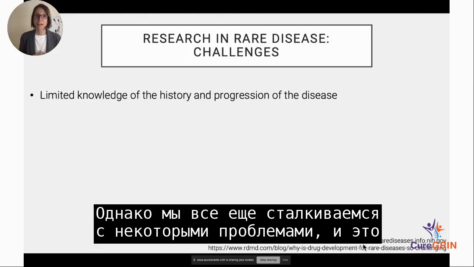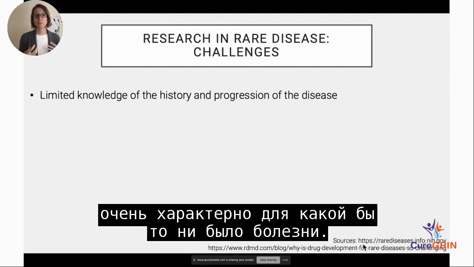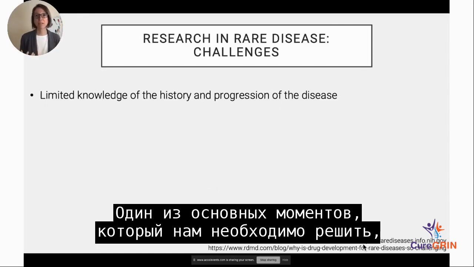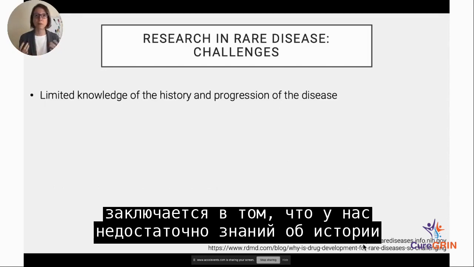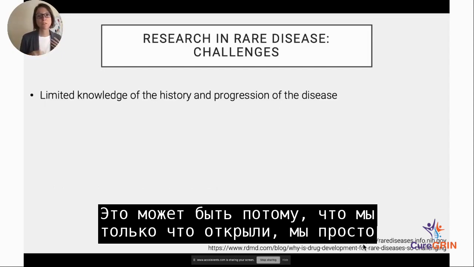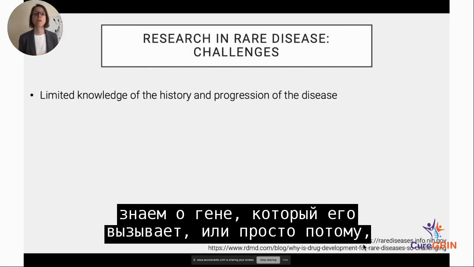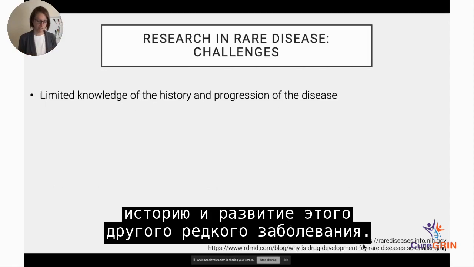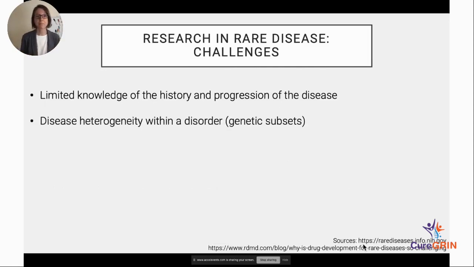However, we are still facing some challenges, and this is very inherent to what a rare disease is. One of the main points that we need to work around is that we do not have a lot of knowledge about the history and progression of this disease. This could be because we just know about the gene that is causing it, or simply because we are not organized in order to gather all this history and progression of the rare disease.